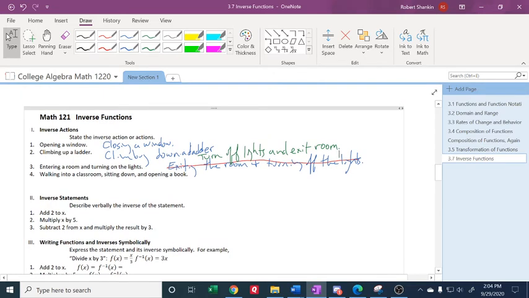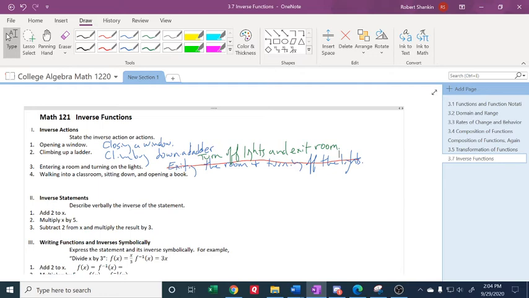Number 4, walking into a classroom, sitting down, and opening a book. If I inverted each action without changing the order, I would have to walk out of the classroom but in a squatting kind of sitting position. Then I would stand up, and then I would close my book, but the book's position would have changed. It was on my desk in the classroom, and now it's got to be out in the hallway.